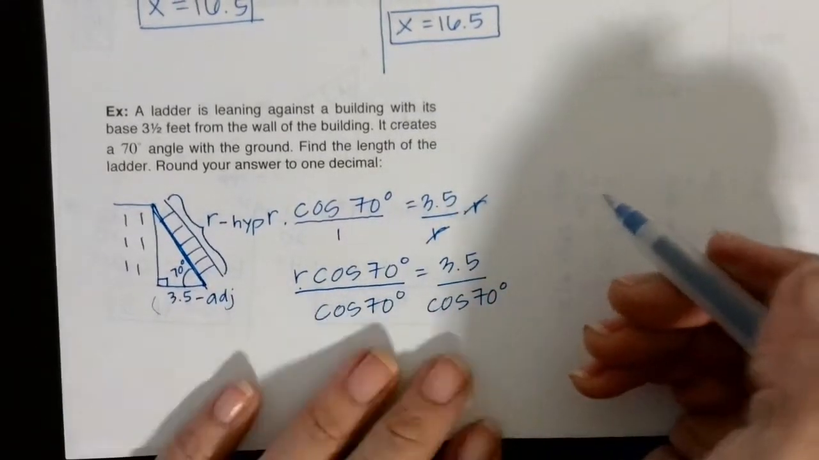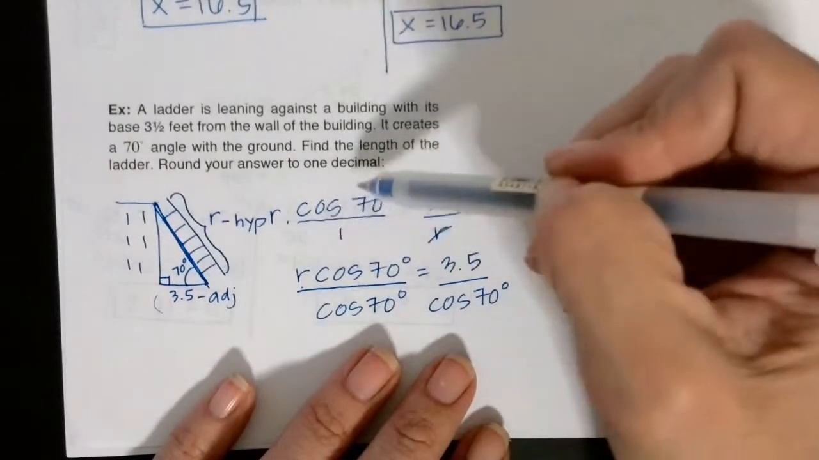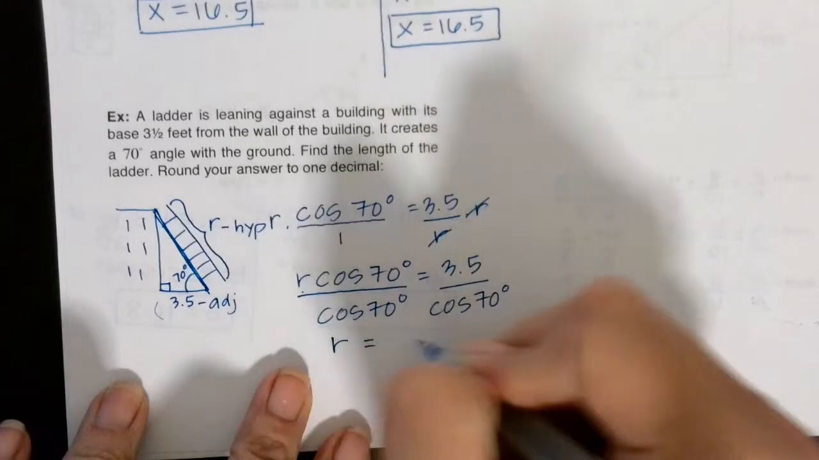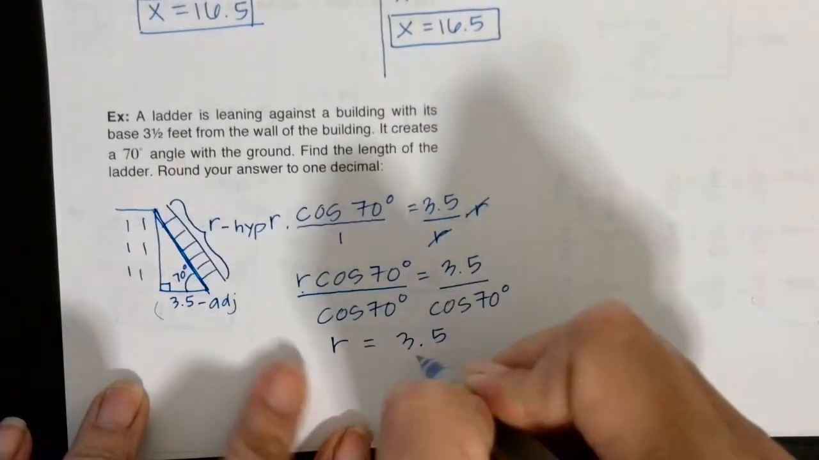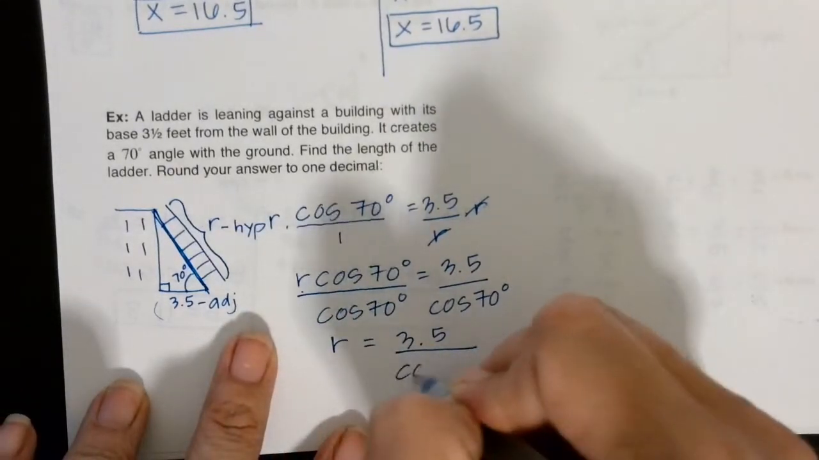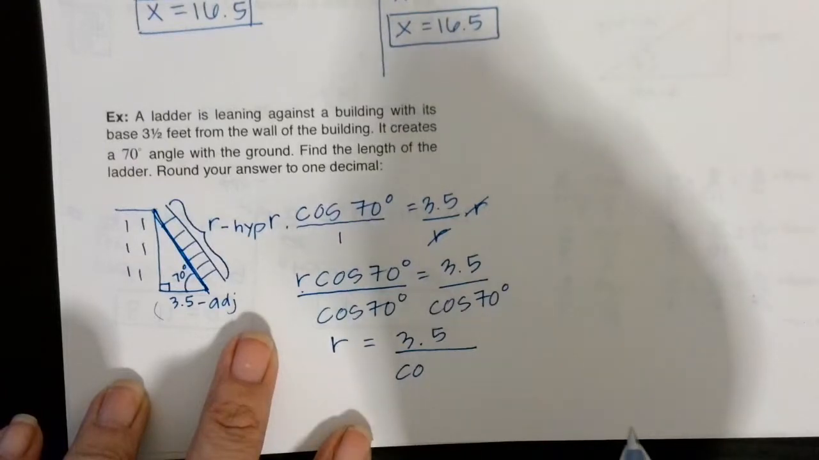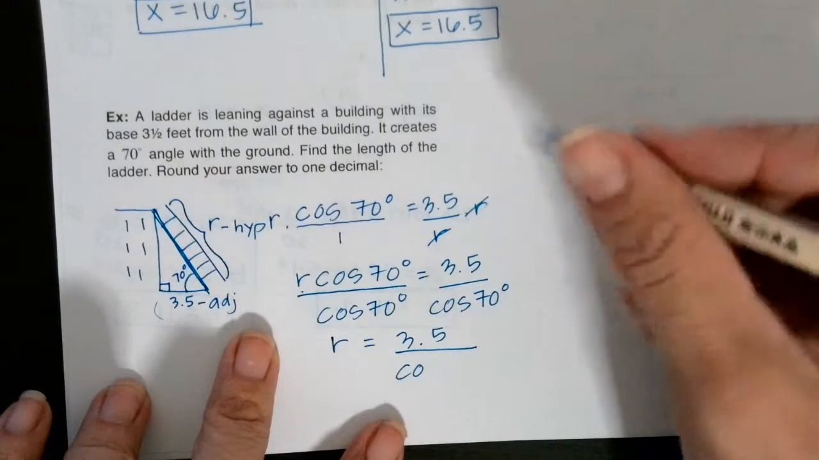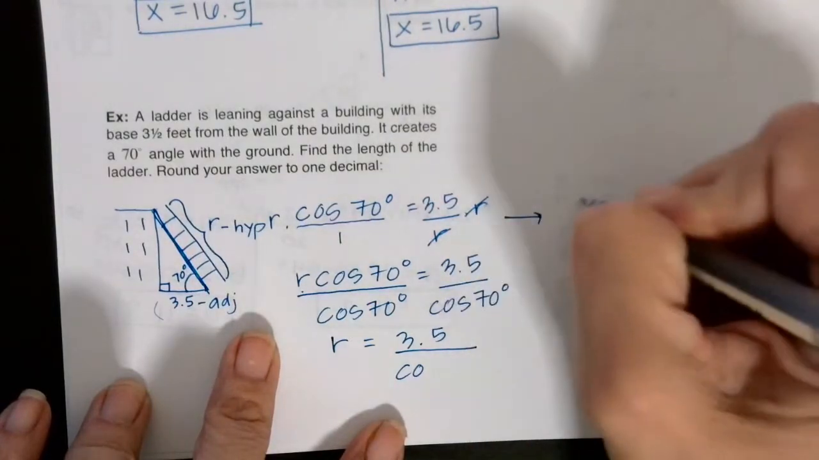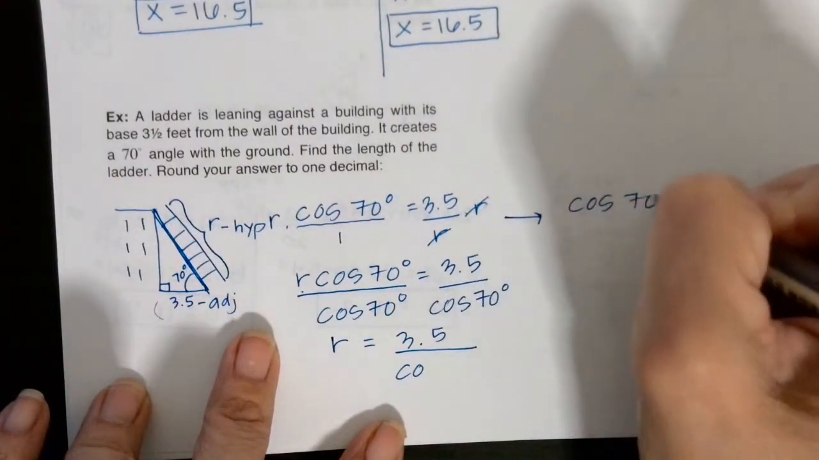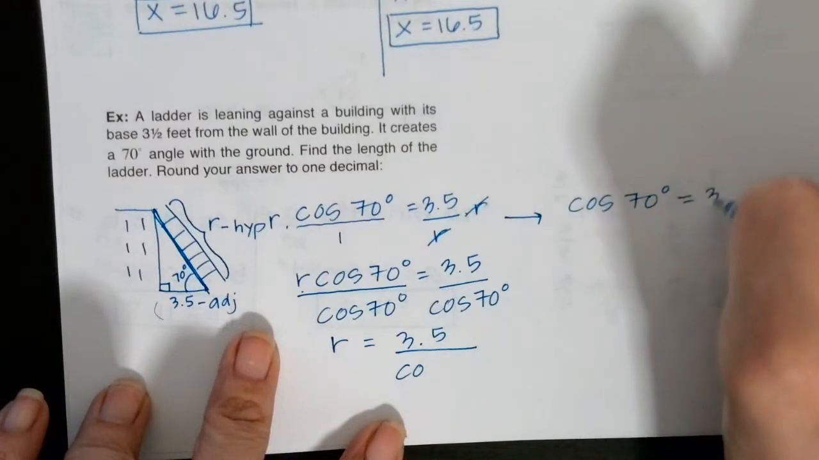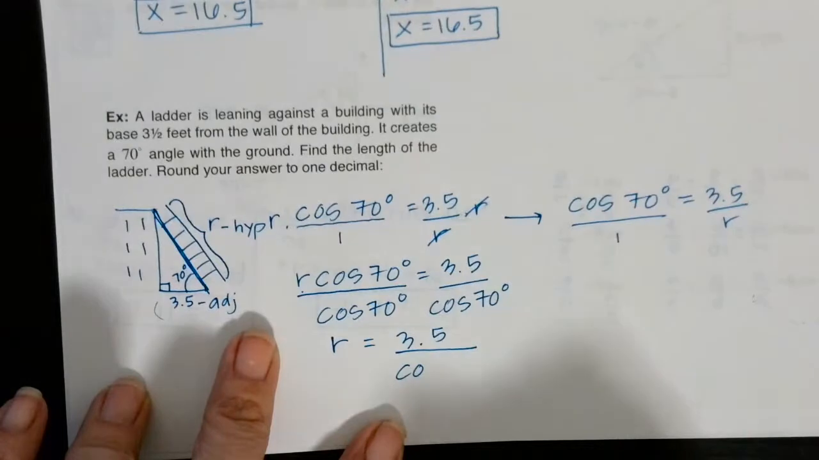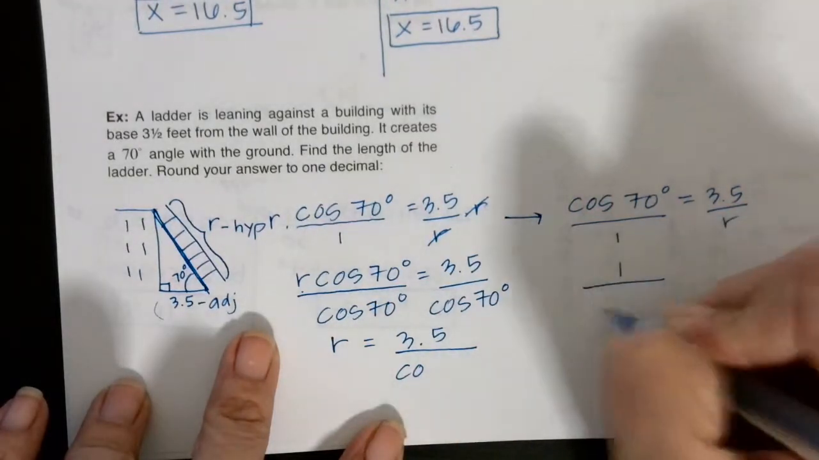Actually, I'm going to talk about it now. So I had you guys put this one over 1. The reason why I had you put that over 1 is because you can just flip your fractions. So you can do this right here. If you have cosine of 70 degrees equals 3.5 over r, and you want the r to be in the numerator, then just flip both fractions.